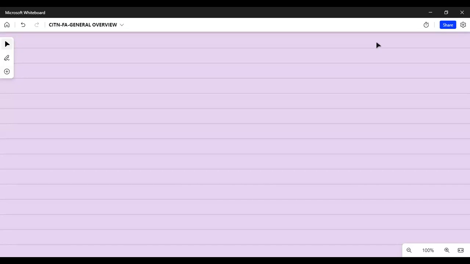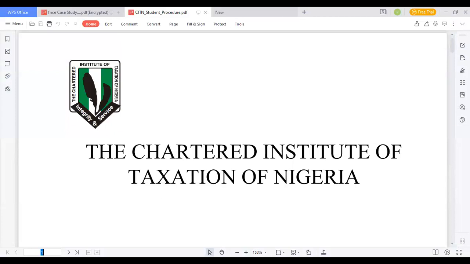So this particular section is just basically meant for the introduction, in terms of what are the things that we have in financial accounting, so that as we are moving on, every one of us will be aware of what we need to talk about. So this class is just meant for the general overview of this subject, and we are looking at it from the angle of the syllabus, in terms of what are the things that we have.